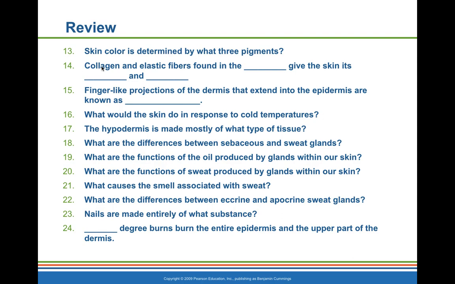Number 14, collagen and elastic fibers found in the blank give skin its blank and blank. Well, collagen and elastic fibers, we're talking about connective tissue when we talk about those types of fibers. So which part of our skin is made up of connective tissue? That would be our dermis. Found in the dermis, they give the skin its toughness and elasticity. Collagen gives it its toughness, elastic fibers give it its elasticity.